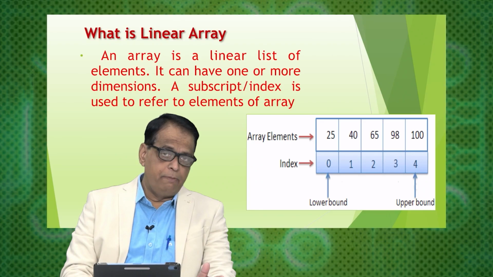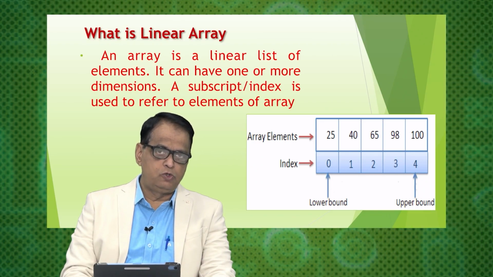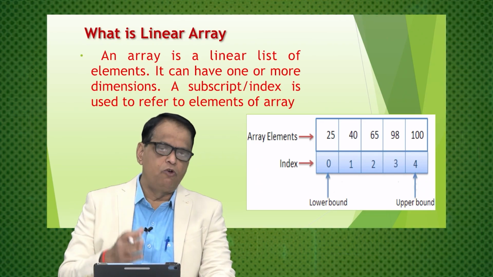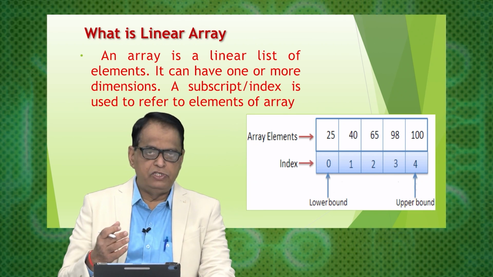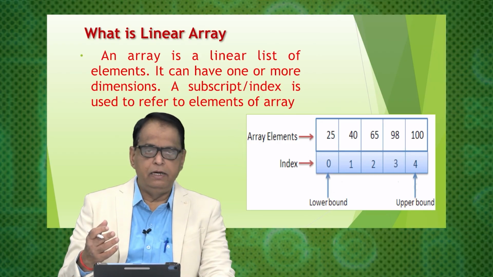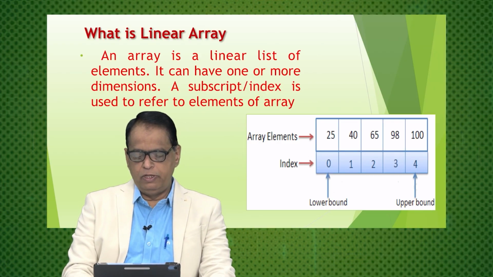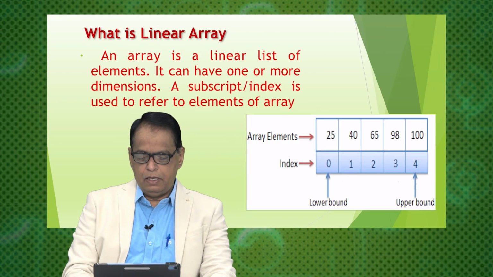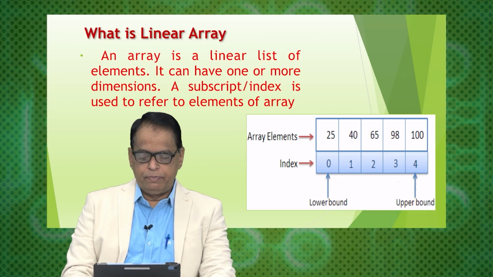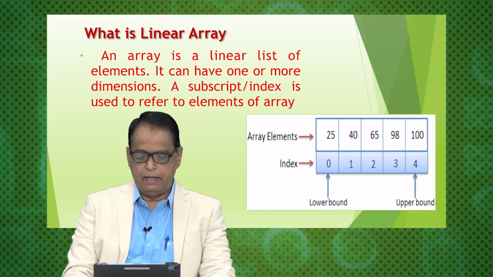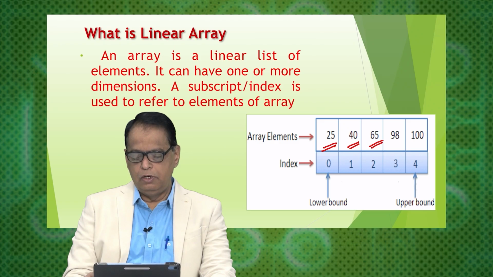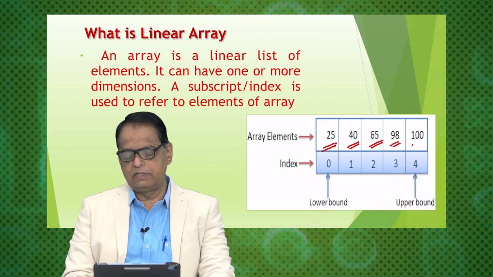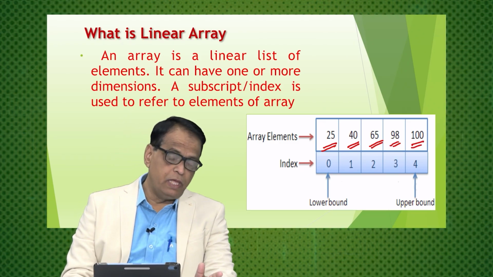The array can be of one dimension, that is, we can store a single row list or a single column list. Or sometimes you will find that we can have an array of 2 dimensions or 3 dimensions, or even more than 3 dimensions as well. As shown in this figure, we have a single dimensional array, and these are the array elements. The first element is 25, the second is 40, the third is 65, the fourth is 98, and the last one is 100. So these are the values of the elements.